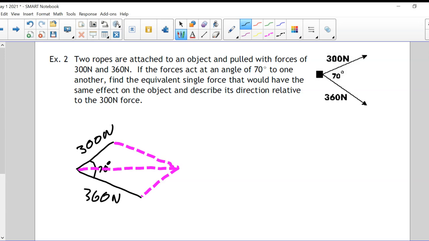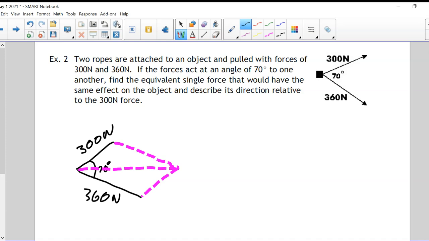Help me out here, please. Come on, folks, I need to get some input from you. How have we done that question in the past? 300 Newton, 360 Newton, 70-degree angle between them. I need to know the length, the magnitude, and then of course we need the direction as well. I need to know the magnitude of that dotted line, which represents the sum of those two.